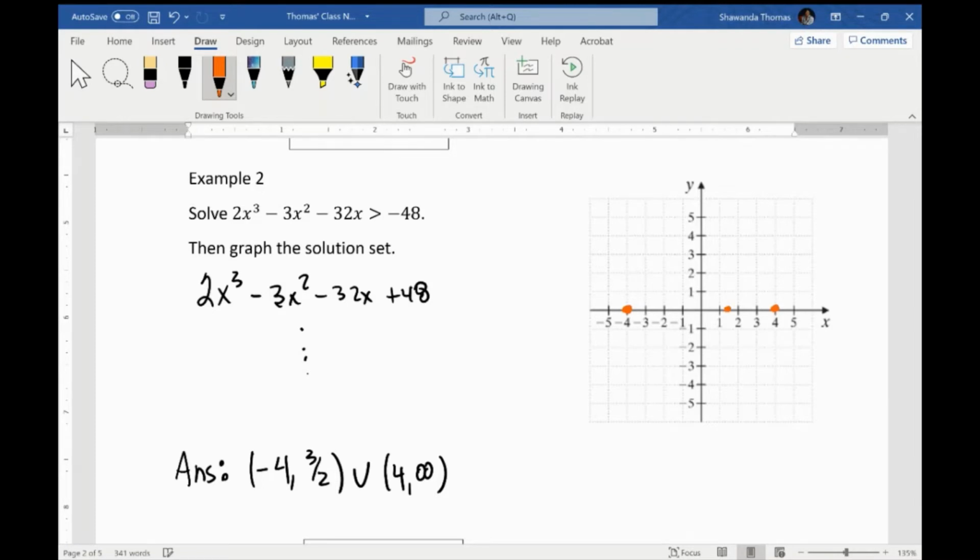What degree polynomial is this? Third degree. What's the end behavior? What's the shape of this graph? It's going to rise on the right and fall on the left. Okay, it's gonna be that way here and then this way here. All right, we found the x-intercepts. How would you find the y-intercept?